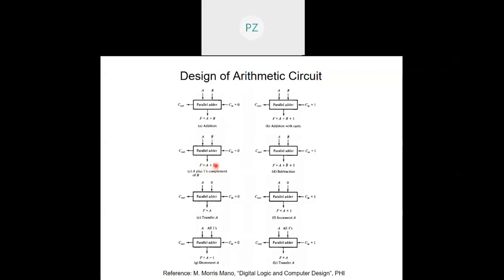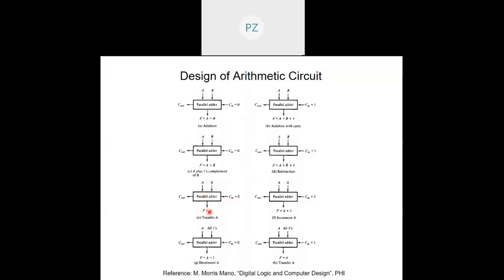A plus b bar will be subtraction with borrow. You can either put it as a plus 1's complement of b, or you can say subtraction with borrow. Just as this was addition and this was addition with carry, if this is subtraction, this will be subtraction with borrow, right? Now next, I make all the bits at b terminal as 0, and c in is also 0.